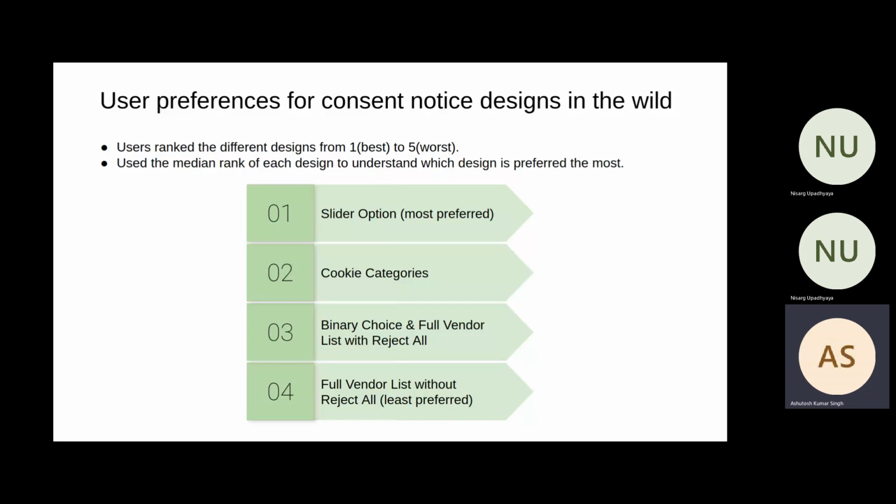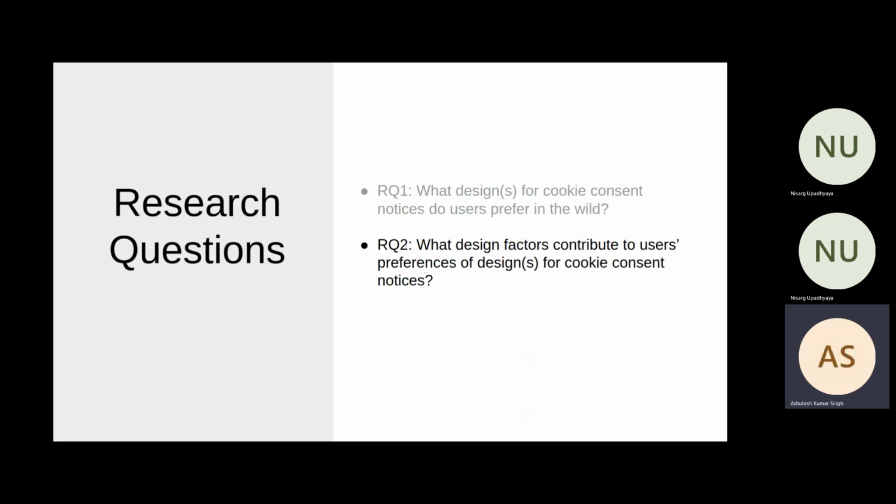The slider option had the highest median rank, followed by cookie categories. Binary choice and full vendor list with reject all are tied at third place, with them being the only pair which had little statistically significant difference in their rankings. The full vendor list without reject all had the worst median rank among all the designs.